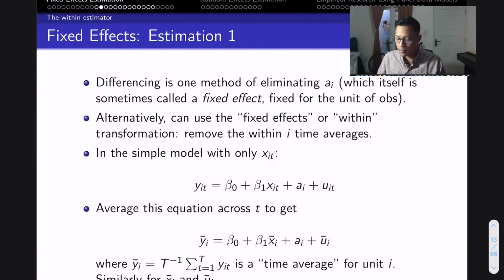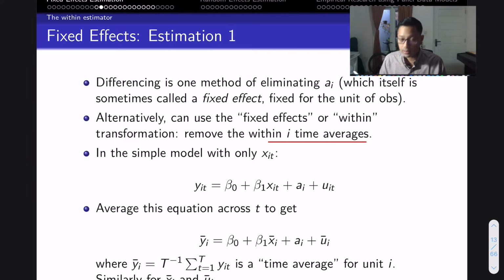Now, in this simple model with only one explanatory variable x, again, you can easily extend it to multiple variables. Suppose that you observe this data for multiple years, for example 5 or 6, let's take 10, and then average this equation across t. So you have average y across the 10 periods, and average x across the 10 periods.